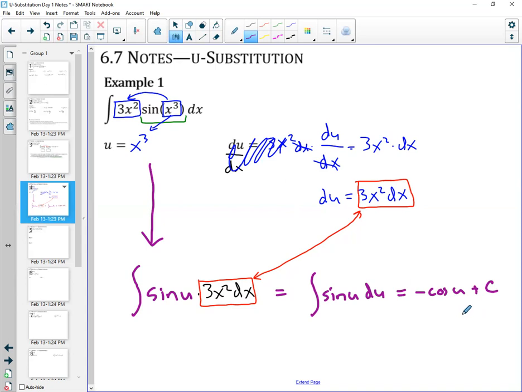And that's great, but in general, in these problems, since the problem was given to us in terms of x, we're going to return it to x at the end. So instead of u, I'm going to write negative cosine of x cubed plus c.